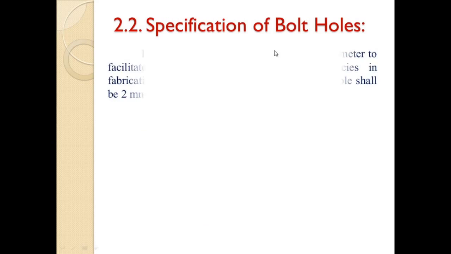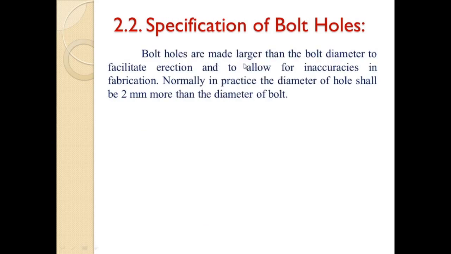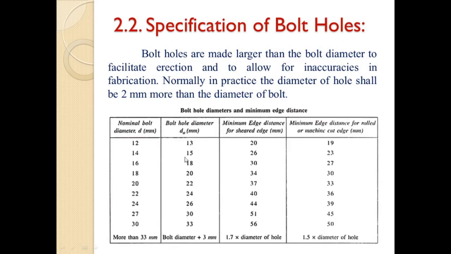Next is the specification of bolt holes. Bolt holes are made larger than the bolt diameter to facilitate the erection, and bolt holes where possible shall be drilled. Punched holes reduce the ductility and toughness, and may lead to brittle failure. So the bolt hole allows for inaccuracies in fabrication. Normally in practice, the diameter of bolt hole shall be 2 mm more than the diameter of bolt. Here we can see the bolt hole diameters and the minimum edge distance. First, nominal bolt diameters.